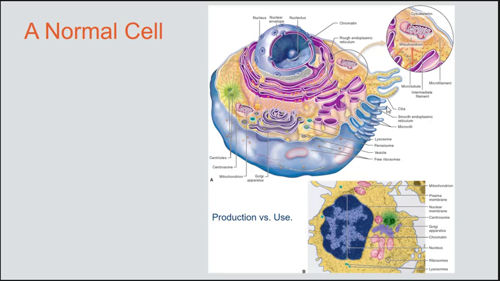But at the end of the day, there needs to be a good balance between production of substances within the cell and use. We'll learn that when cells are deprived of the things that they need to survive, it can end up affecting not just single cells, but enough cells to affect the entire tissue and possibly even the entire organ.